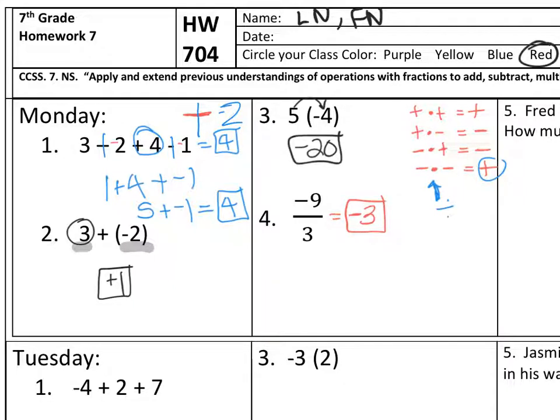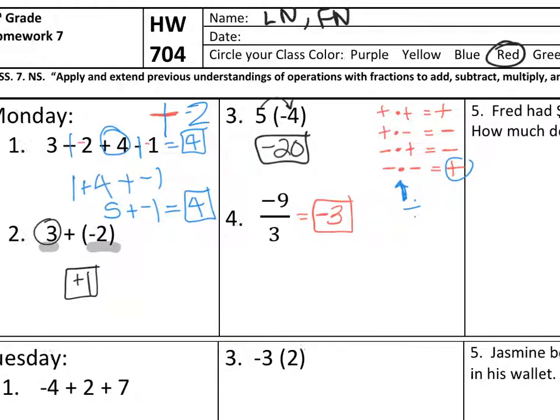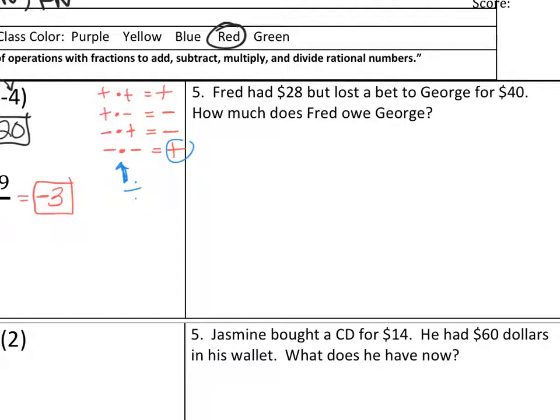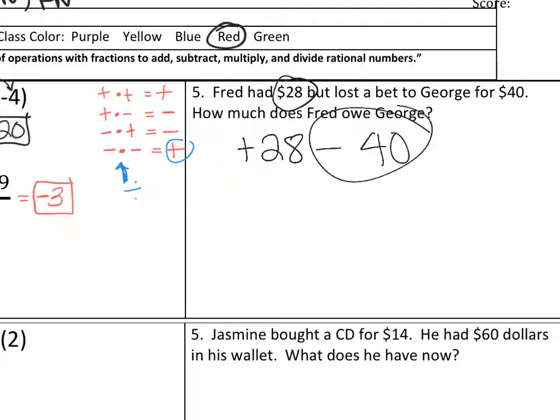Number 5. Fred has $28, but lost a bet to George for $40. Okay, let's take note of this. He had $28, so $28 is positive. Lost a bet to George for $40, minus 40. How much does Fred owe George? Okay, 28 is positive, 40 is negative. 40 is the bigger number, guys, and it's negative. So your answer automatically is going to be negative.